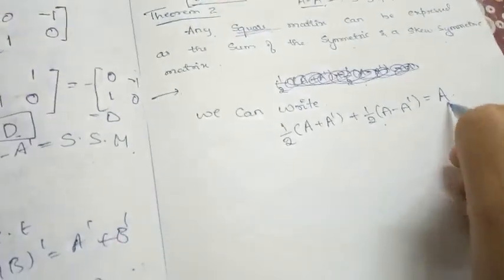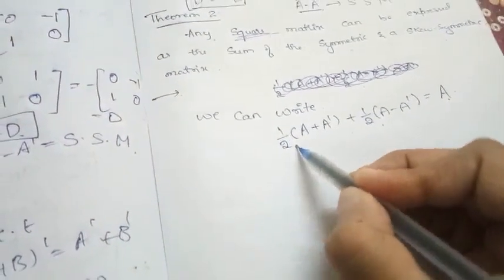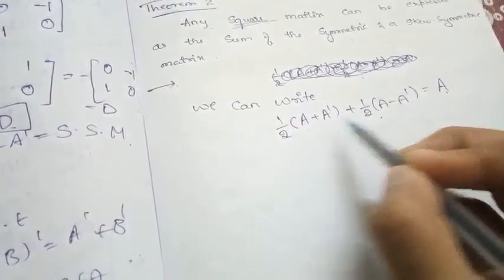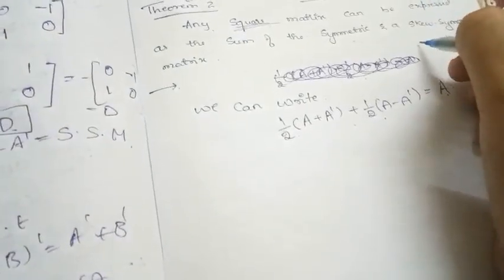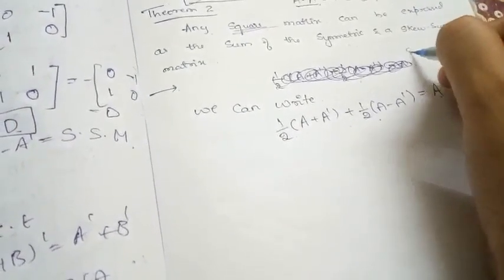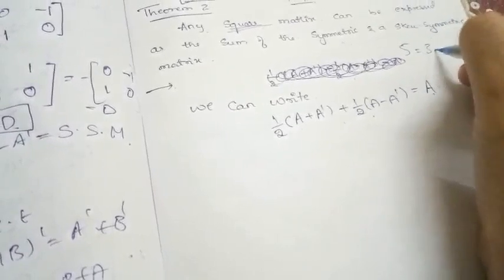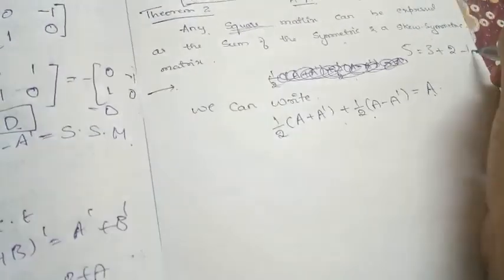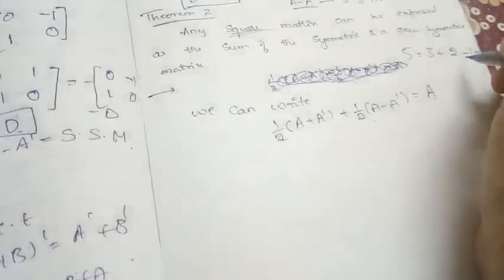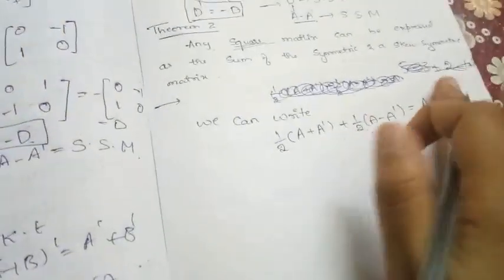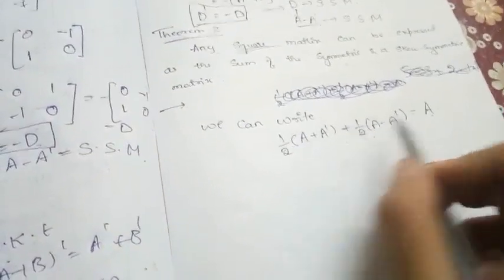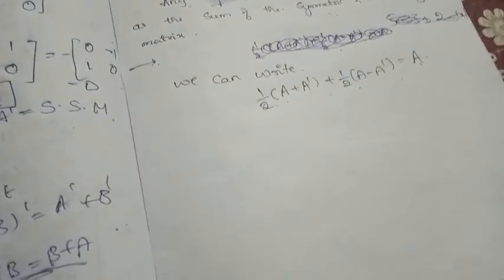We can write a given matrix A as half of A plus A transpose plus half of A minus A transpose. We are generally writing like how we used to usually write. For example, 5 can be expressed as 3 plus 2, or minus 1 plus 1. That is what we used to do at certain times. Not only like this; I have just given one example here. In that manner I have written a matrix A.